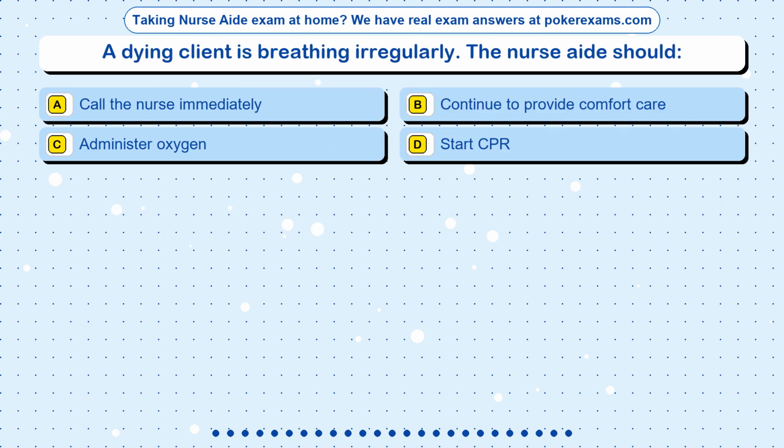Question 4. A dying client is breathing irregularly. The nurse aide should: Option A. Call the nurse immediately. Option B. Continue to provide comfort care. Option C. Administer oxygen. Option D. Start CPR.